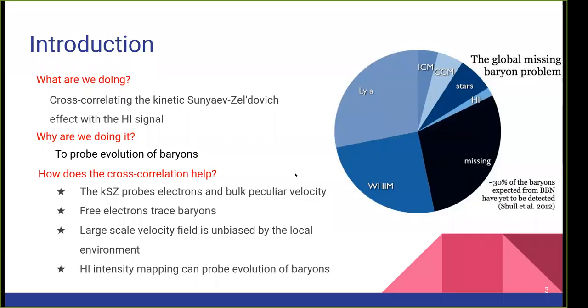All of that is great, but the problem with the KSZ signal is it's a projected signal, so it accumulates information across redshifts up to and including reionization. So if you want to probe missing baryons at different redshifts, you need to use a signal that actually allows you to include redshift information, and that signal is the 21 centimeter signal. So yeah, that's basically the big picture.